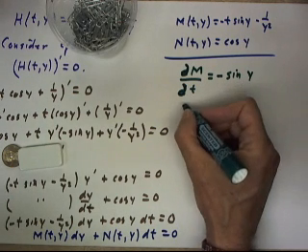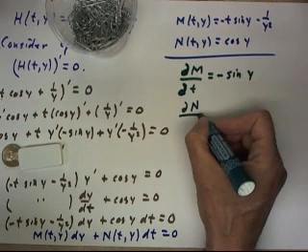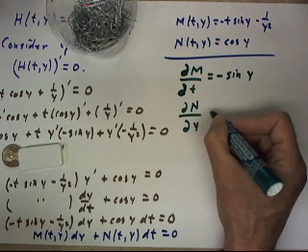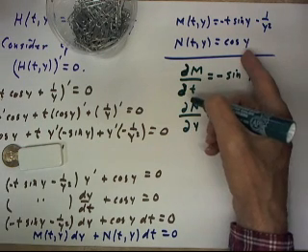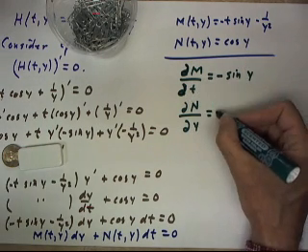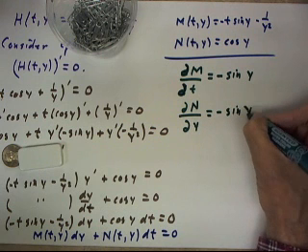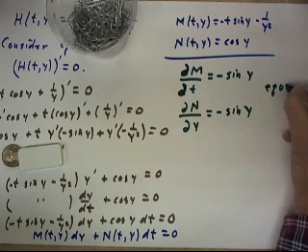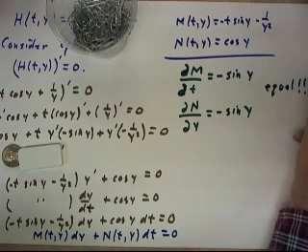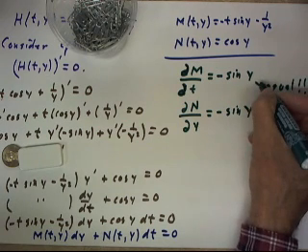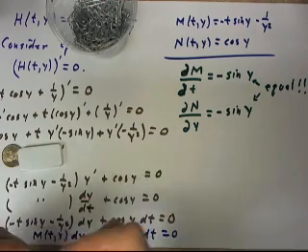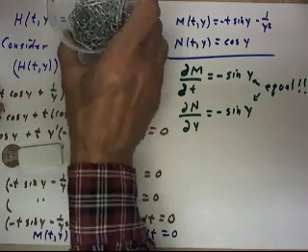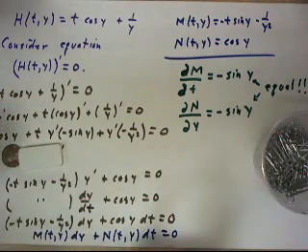Now, I want to also look at the partial of N with respect to y. What's the partial of N with respect to y? Well, the derivative of cosine y is negative sine y. These are equal. Now, that could have been predicted, but you might or might not have noticed why. So let's go back and trace this out again.